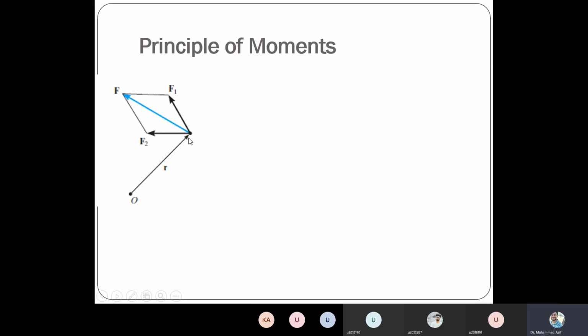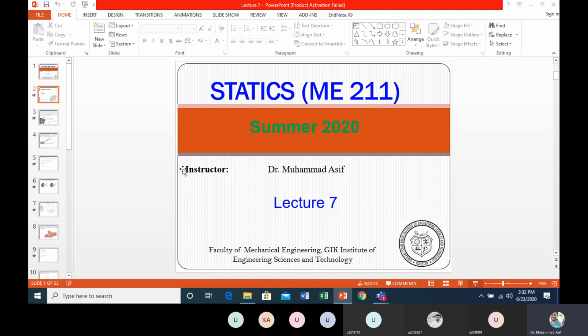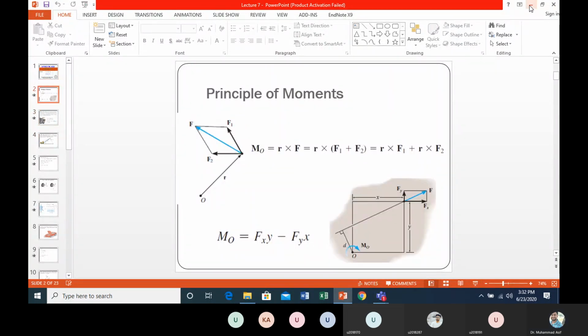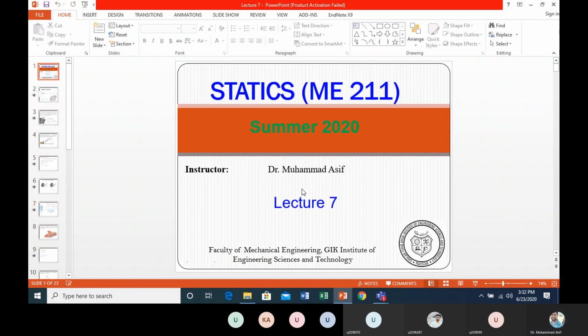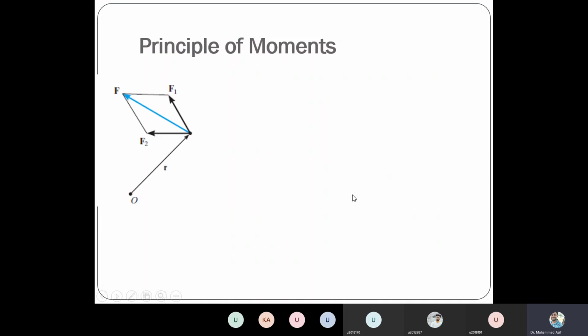Right. Let's say we have F1, F2, and the moment arm, right? This was the... and how can we figure out the moment arm? That's very simple. Out of these two forces, we can figure out a resultant force F, and then from the point we need a moment arm R.